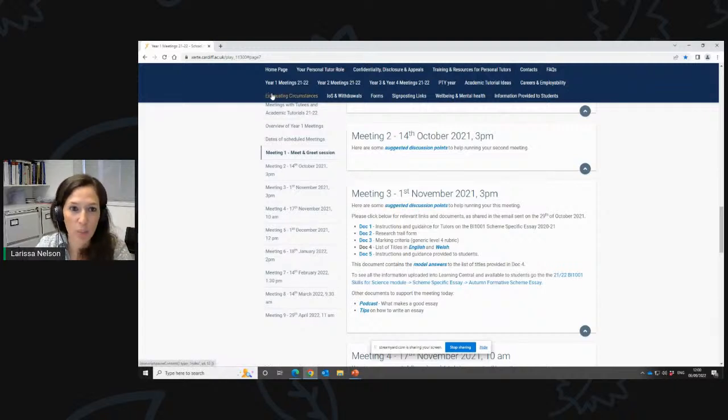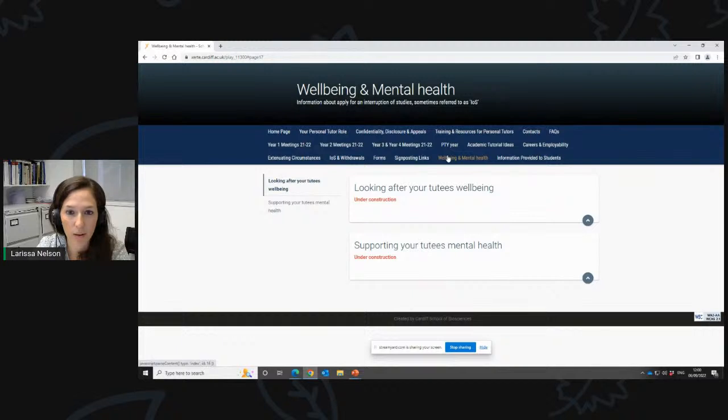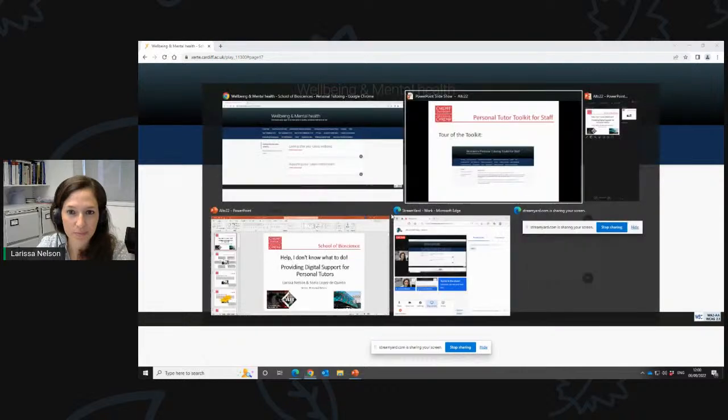As you can see across the top, again, we've got help with extenuating circumstances, links to health and work. You can see this is under construction, links to areas of health and mental well-being. So there are lots of different areas that are behind the scenes that we are working on.